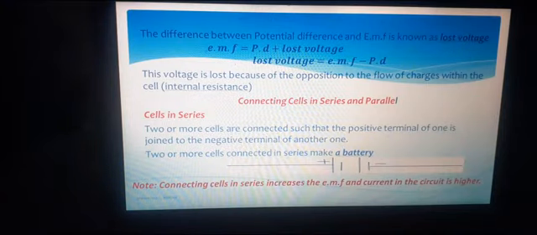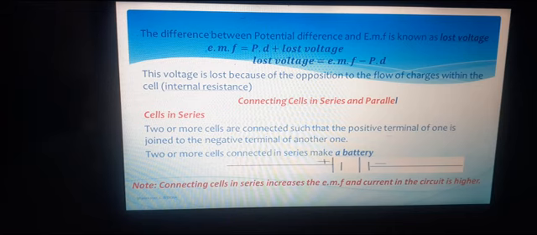The difference between potential difference and EMF is known as the lost voltage. EMF is equal to the potential difference plus what we call the lost voltage. In simple terms, lost voltage can be given as EMF minus the potential difference. This voltage is lost because of the opposition to the flow of charge within the cell, that is internal resistance.